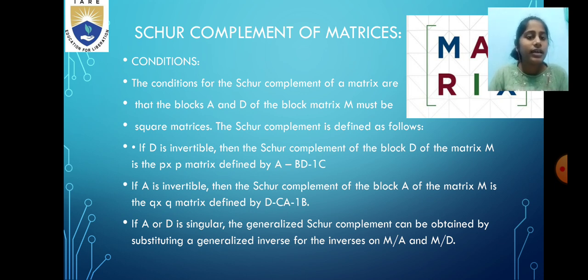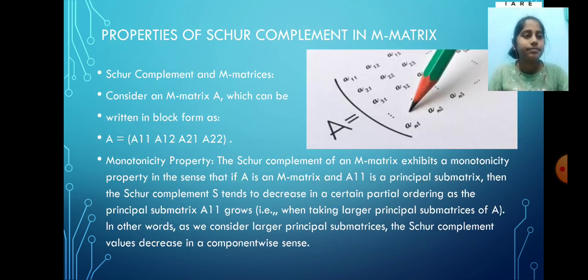If A or D is singular, the generalized Schur complement can be obtained by substituting a generalized inverse for the inverse of M by A and M by D. Properties of the Schur complement in an M matrix.